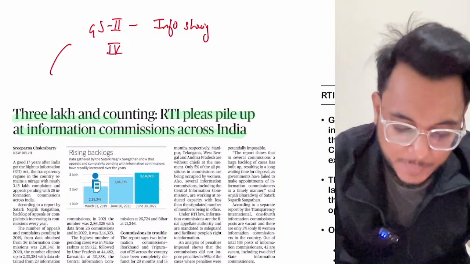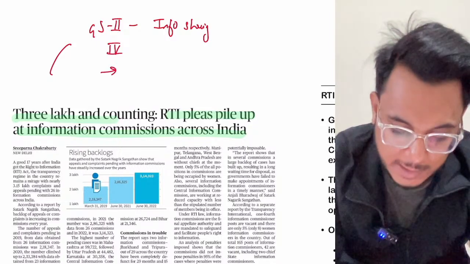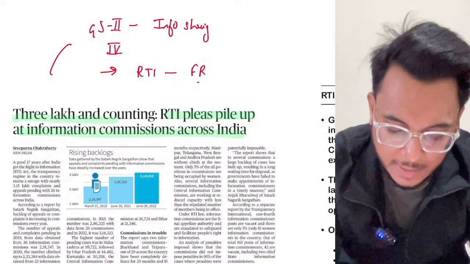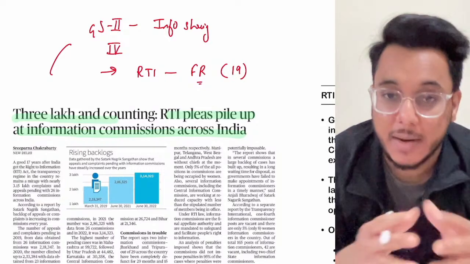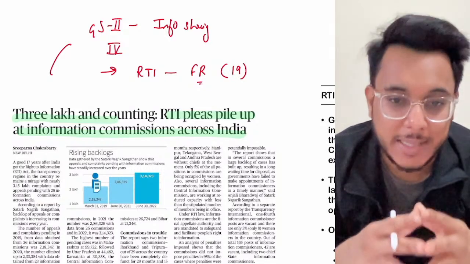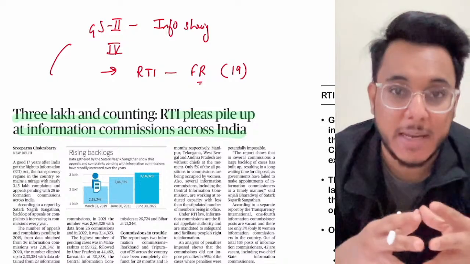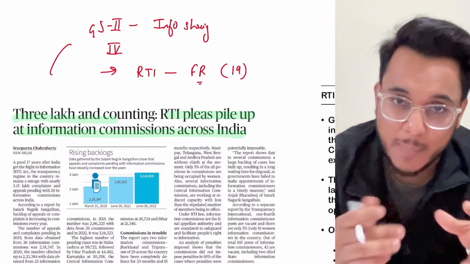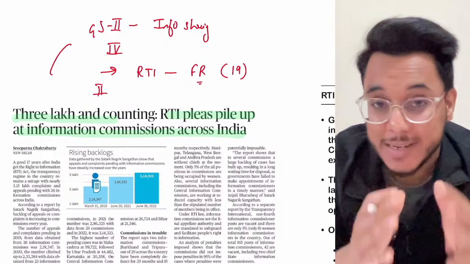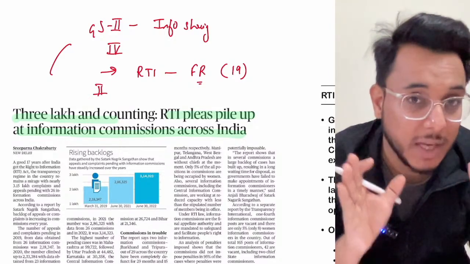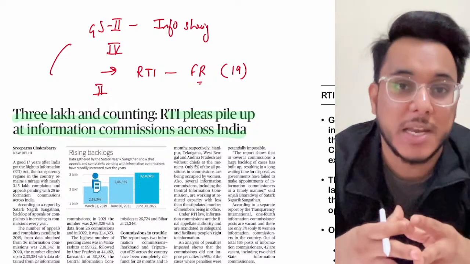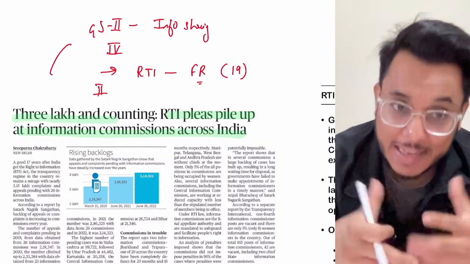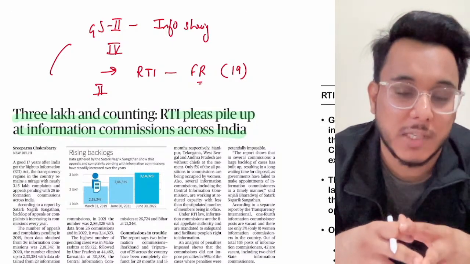This particular topic can also be important with respect to the right to information, a fundamental right, particularly Article 19. Moreover, guys, this article is again very important, because in GS Paper 2, government schemes, government laws and their evaluation have been mentioned. So we'll see the evaluation and efficacy of the RTI Act with the help of this report.